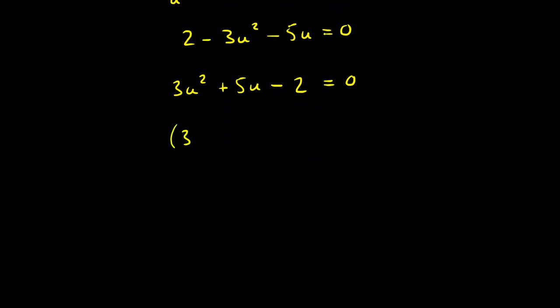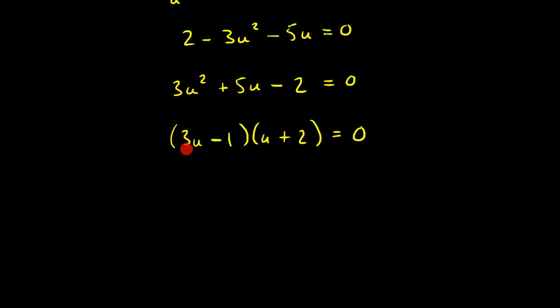So we get 3u times by u. And we're looking for two numbers that are going to go here and here that multiply together to give negative 2. So that'll be plus 2 and negative 1, or minus 2 and positive 1. But they need to combine in such a way that we get 5u. Well, I think the way that we're going to do that is with plus 2 and negative 1.